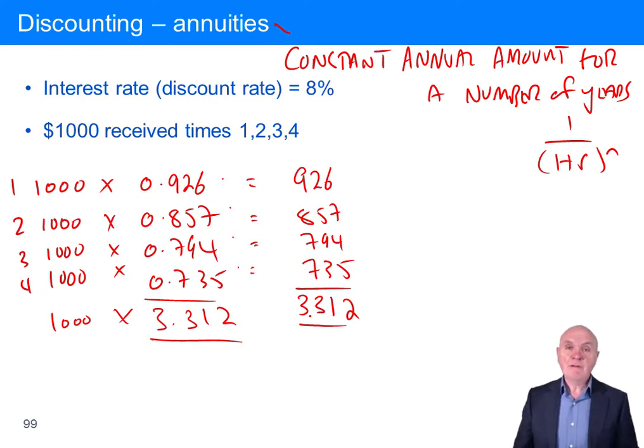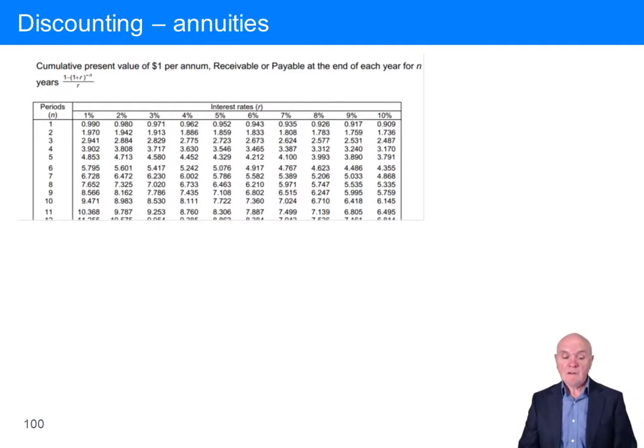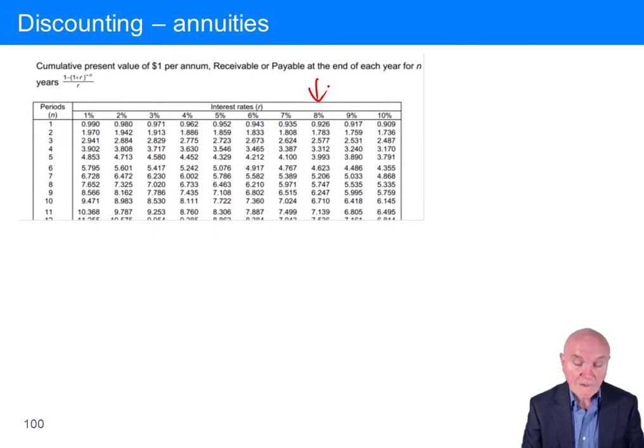Now, because it's very common to have annuities, as I say, things like leases, things like rents, constant annual amounts for a number of years, it's made easy for you. Rather than having to work out 4 discount factors or find them and add them up and so on, there are tables called annuity tables. So here, this is a cumulative present value, receivable or payable at the end of each year for n years. So we were dealing with 8%, and we were dealing with 4 years.